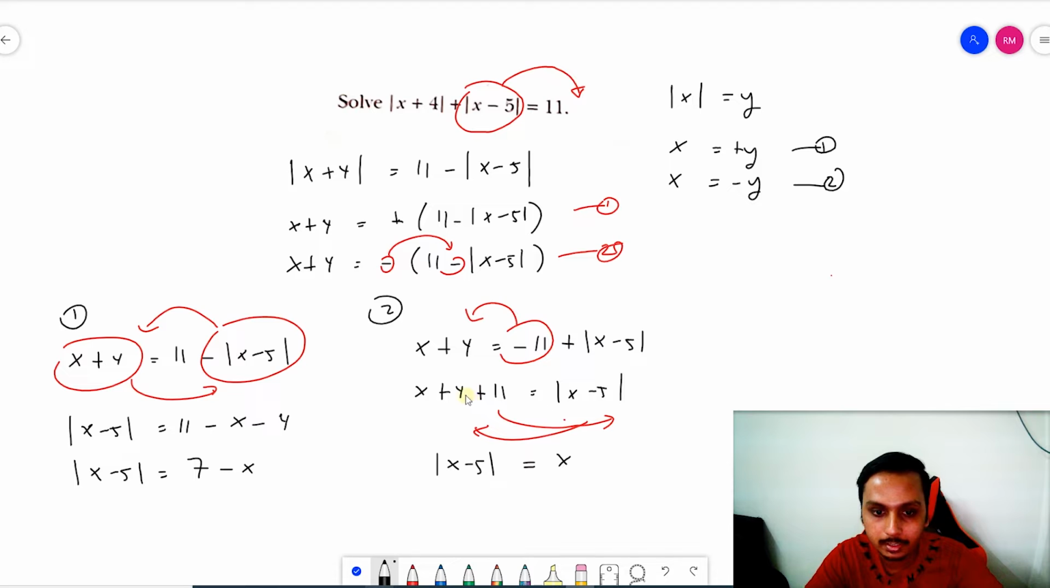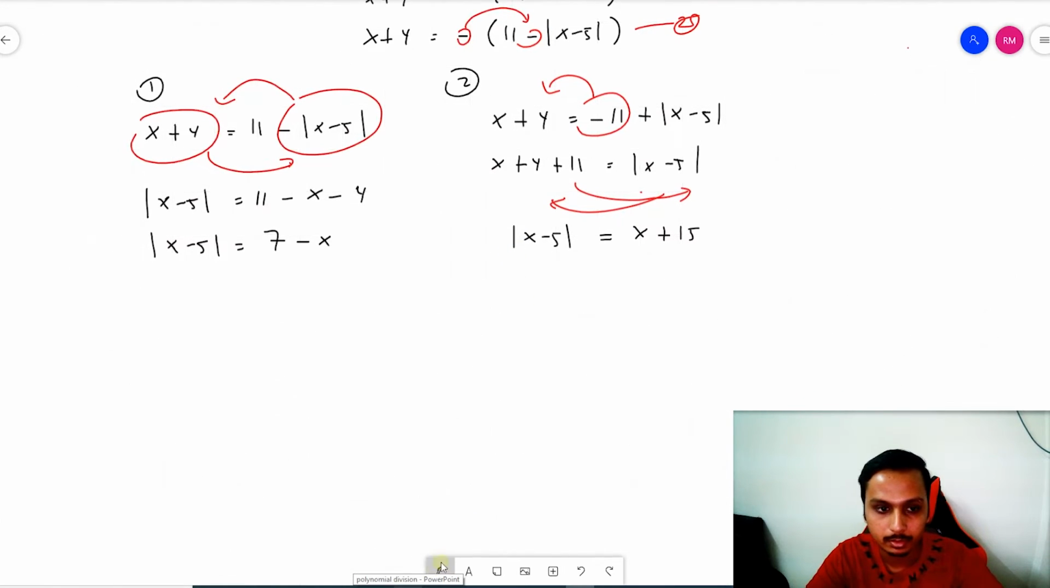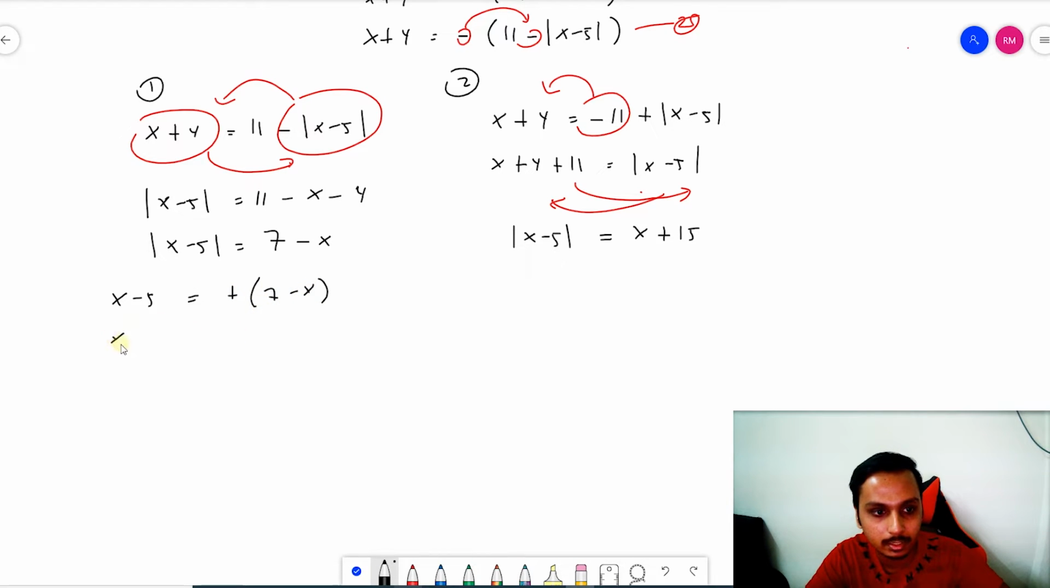So copy back x, 4 plus 11 is equals to 15, so plus 15, right? So now what we need to do is again open the bracket. So x minus 5 equals to positive 7 minus x. Another one is x minus 5 equals to negative 7 minus x. One equation will be positive and the second equation is negative.